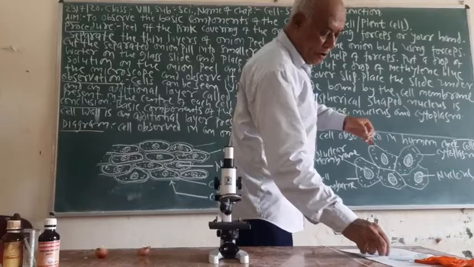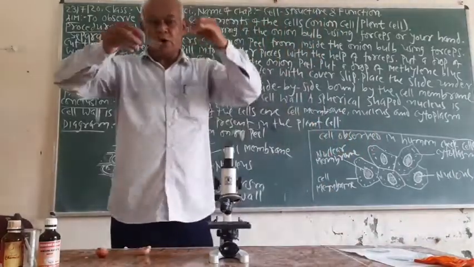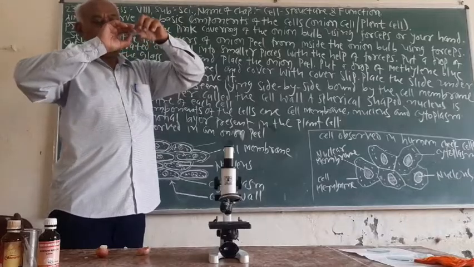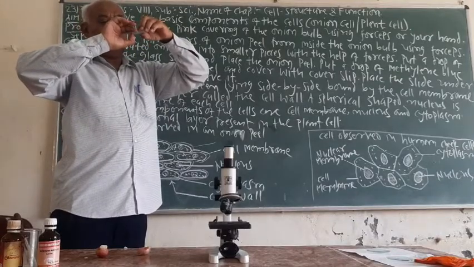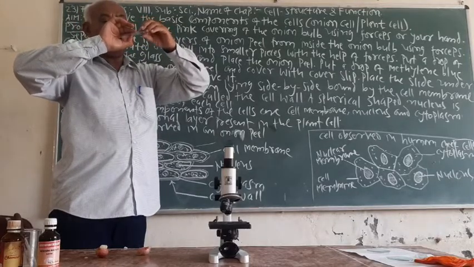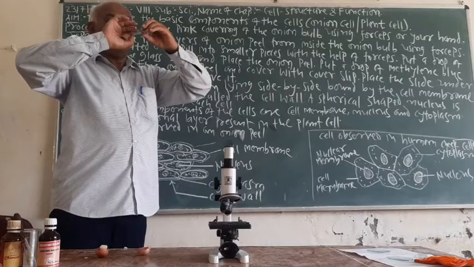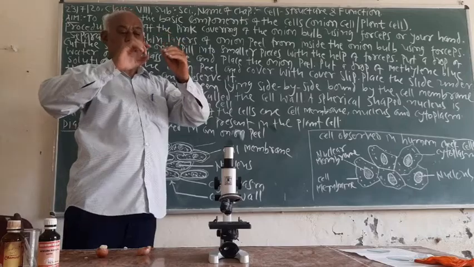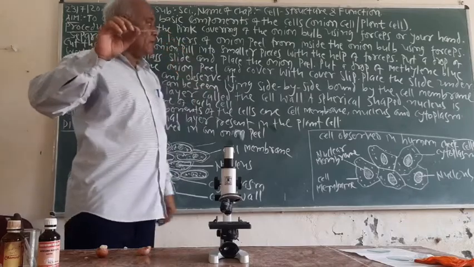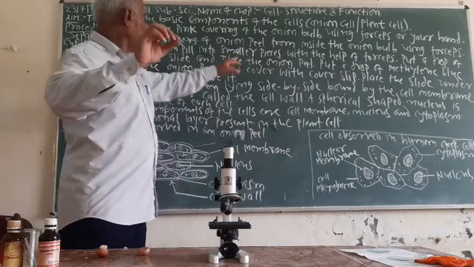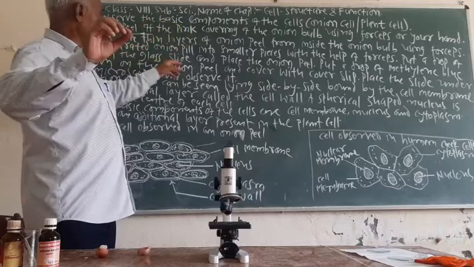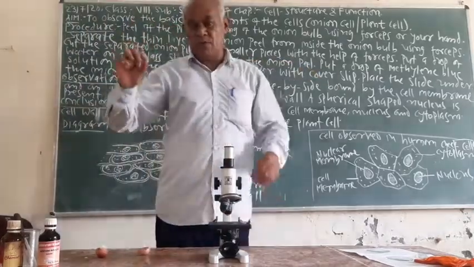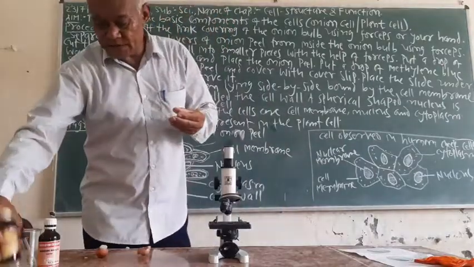Put a drop of water on the glass slide, and then we put this thin layer of onion peel on the slide. Now put a drop of water on the glass slide and place the onion peel. Put a drop of methylene blue. Methylene blue is a stain.